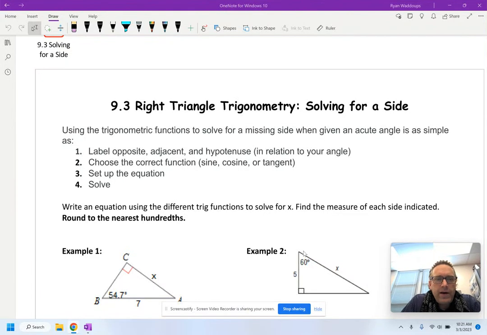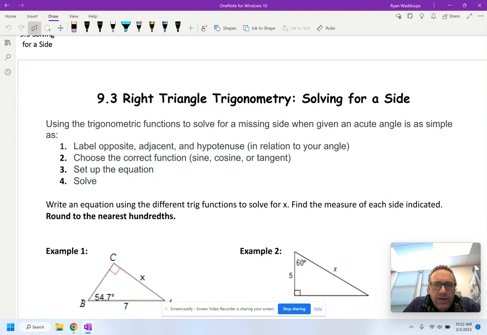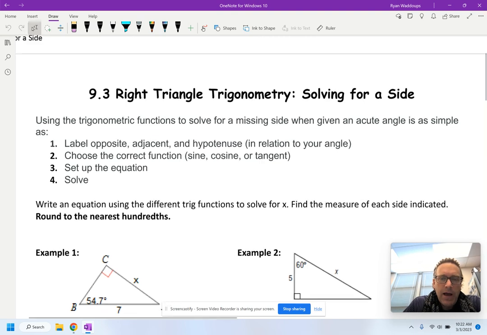Hi, welcome. This is a lesson on how to use right triangle trigonometry to solve for a missing side of a right triangle. Using the trigonometric functions to solve for a missing side when given an acute angle is as simple as 1. Label the opposite, adjacent, and hypotenuse in relation to your angle. You need to label. Labeling is going to be your friend here. Number 2, choose the correct function, sine, cosine, or tangent. Number 3, set up the equation. And 4, solve. And we'll go through some examples. This will make more sense here in just a moment.